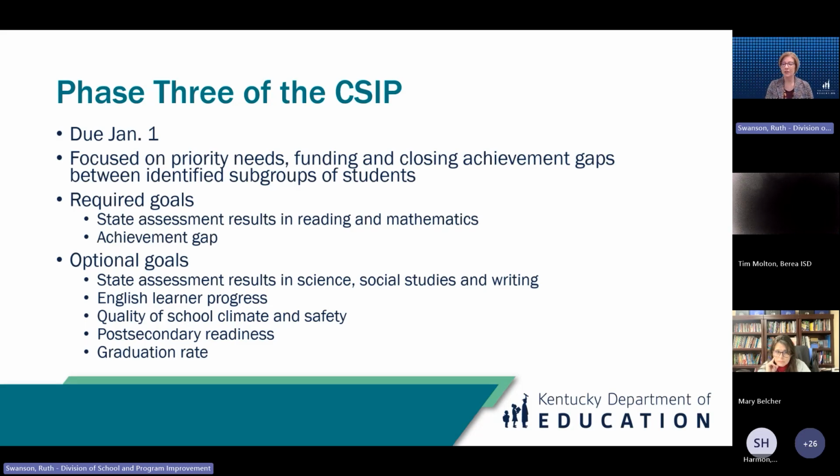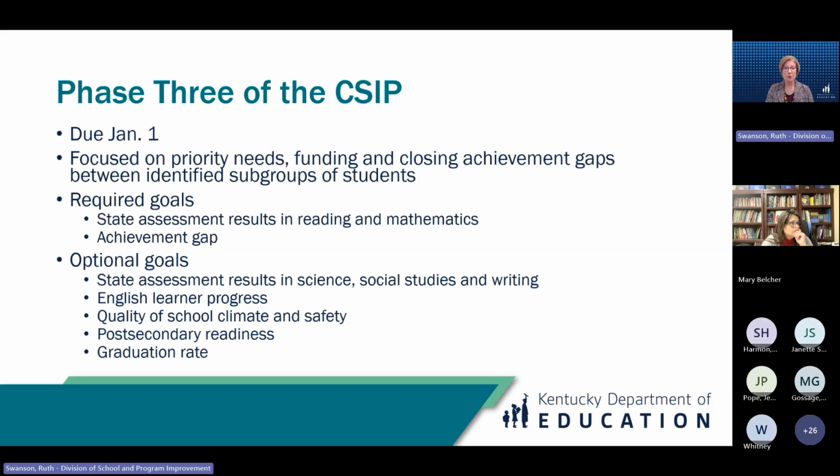For this year, the goal template has been revised with a couple of pretty significant changes. So the first change is that there are actually 2 required goals this year, and that is schools must address state assessment results in reading and math, and they must also address achievement gap. And for some schools, those 2 goal areas may be enough to address and make improvement in the areas that came up as priority needs in their needs assessment.